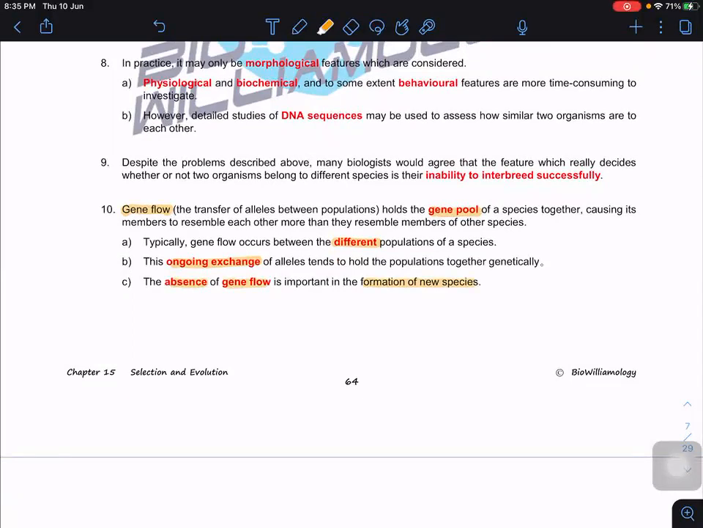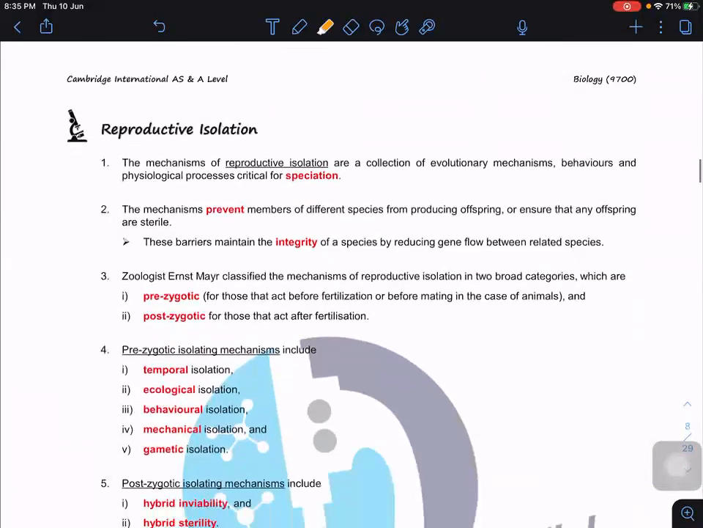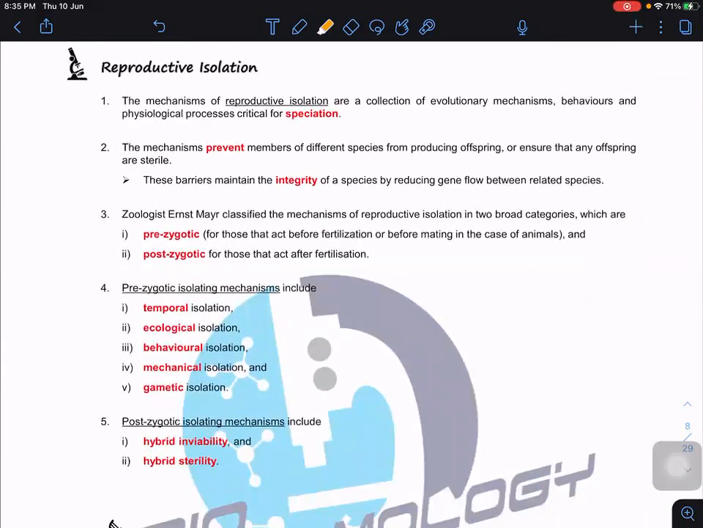So these are the ideas. Gene flow is very, very important. If gene flow continues, that particular population will remain as the same species.